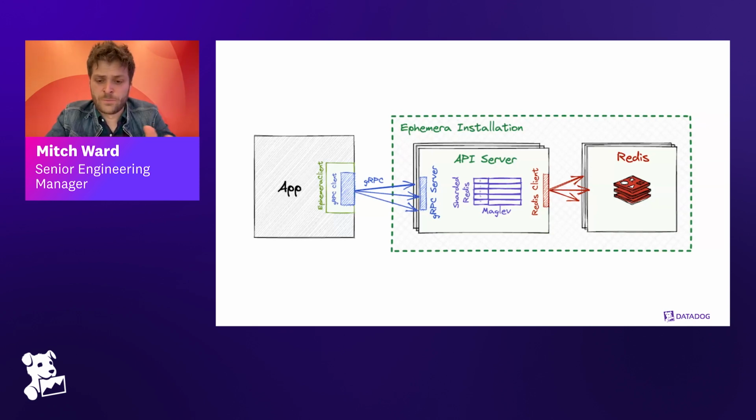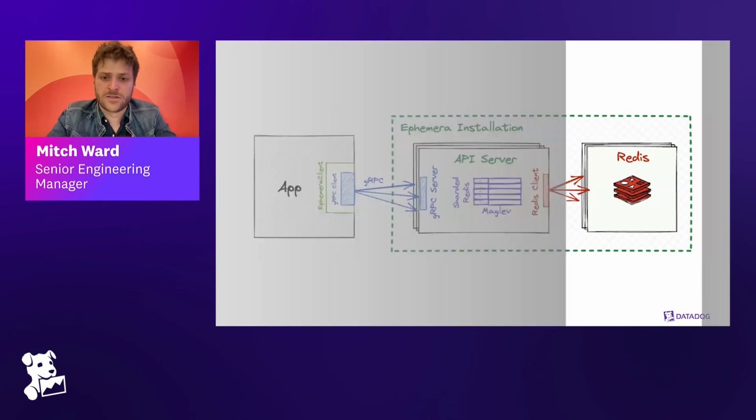I want to break this down a bit, and we're going to talk about it from the right to the left. So starting on the right, here we see a fleet of shared-nothing Redis pods. These are pods in Kubernetes that are running the Redis binary.